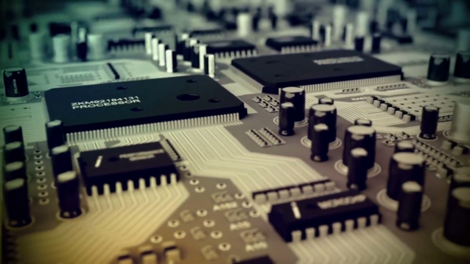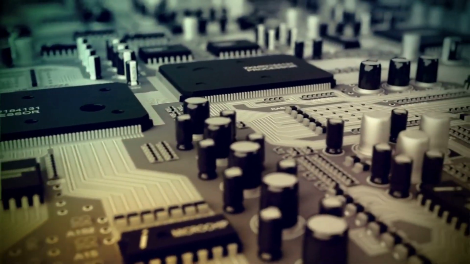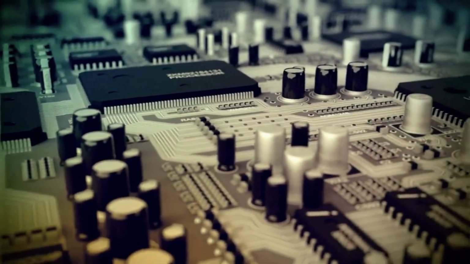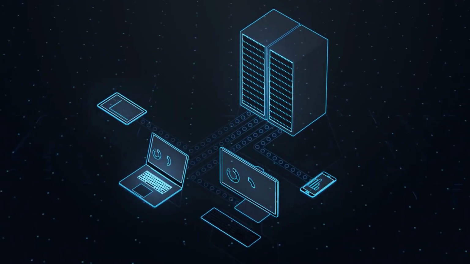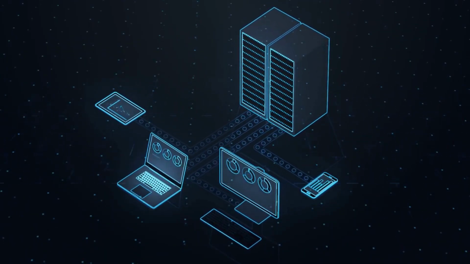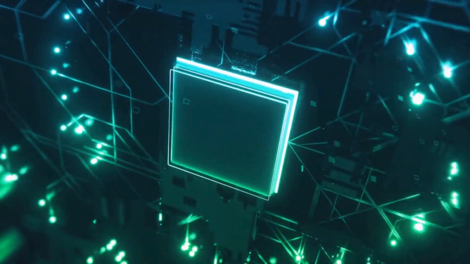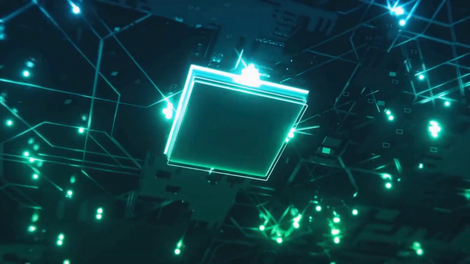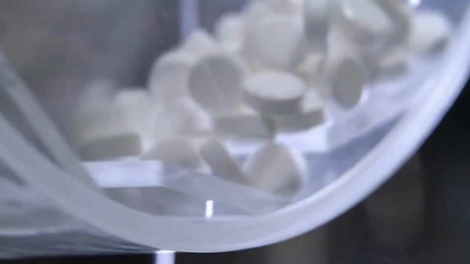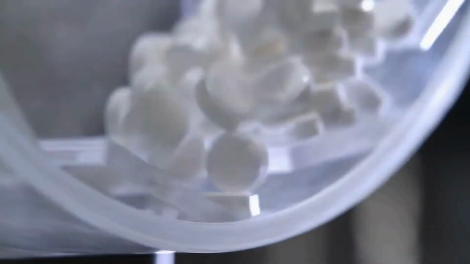Microchips, also known as integrated circuits, are an essential component of modern electronic devices. They are used in everything from smartphones and computers to cars and medical equipment. In this script, we will explore the process of how microchips are made. The manufacturing of microchips is a complex process that involves several stages.